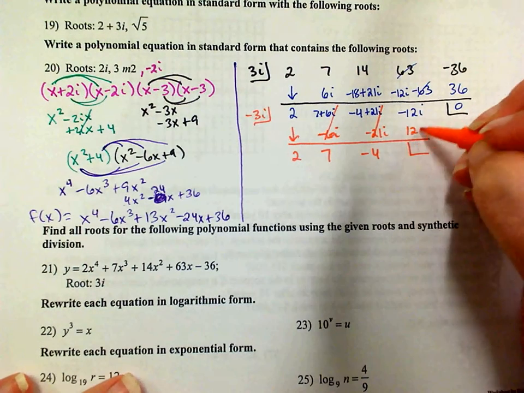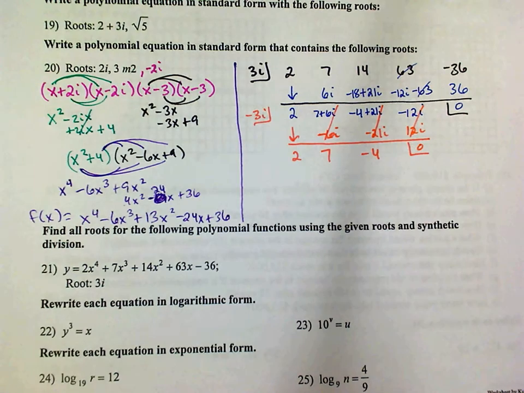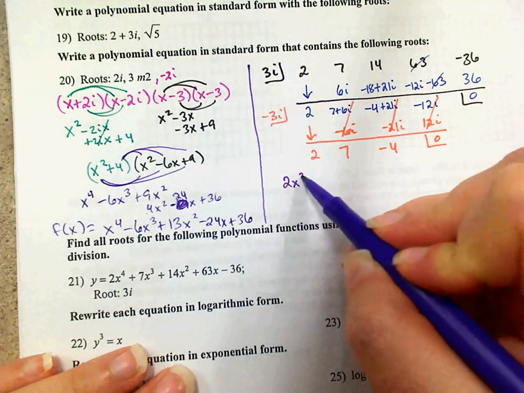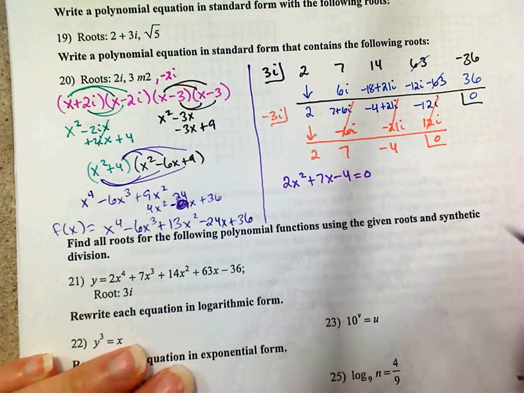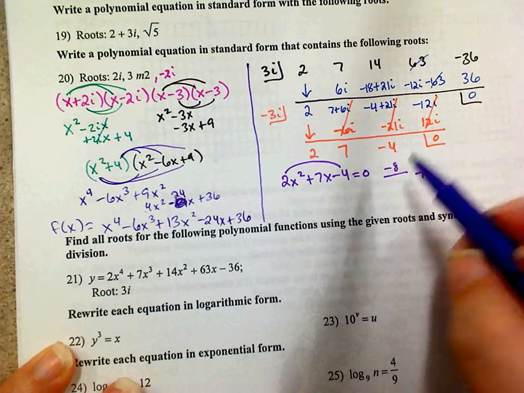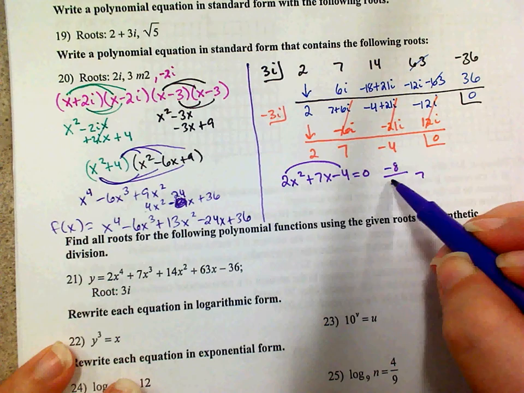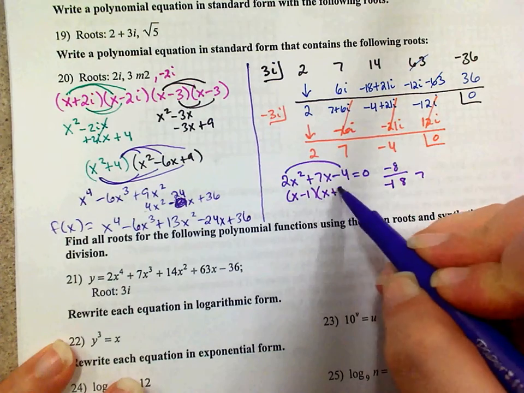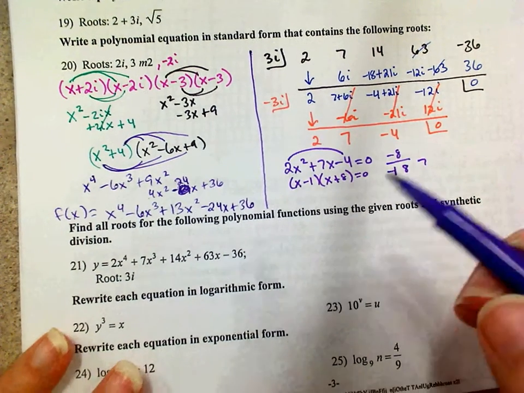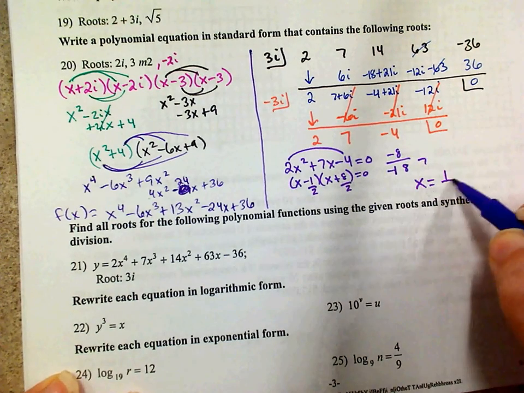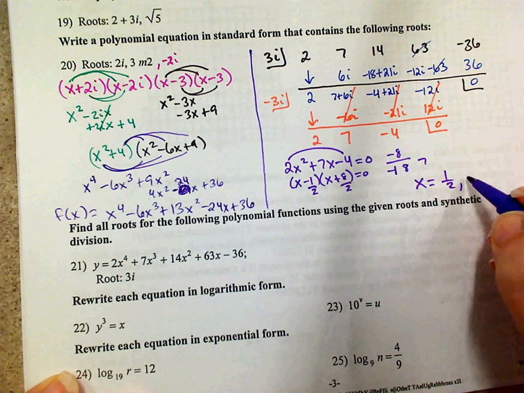What did I ask you to do? Find all the roots. I started with a power of 4. I divided out 2 roots, so I'm left with a power of 2. 2x squared plus 7x minus 4 equals 0. Do you want to factor it? What are the factors of negative 8 that add up to 7? Eight and negative 1, so x minus 1, x plus 8. What do you divide by? 2. Divide by 2. So my other answers are positive 1/2 and negative 4. So that and x equals plus and minus 3i. Okay?